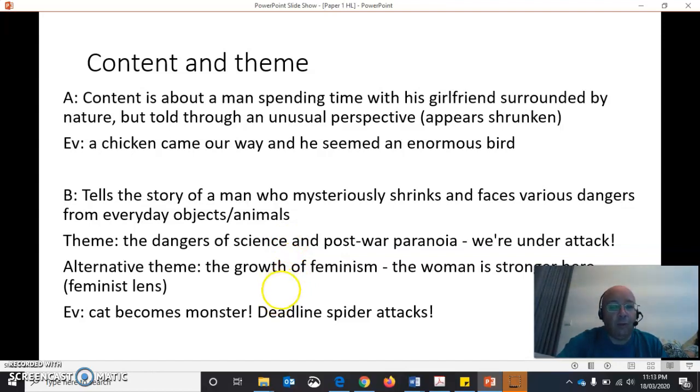The woman does seem stronger in the images here, certainly larger, and so you could look at it through a feminist lens, and there's some evidence there. The first text theme is really, I guess, the appreciation of nature.